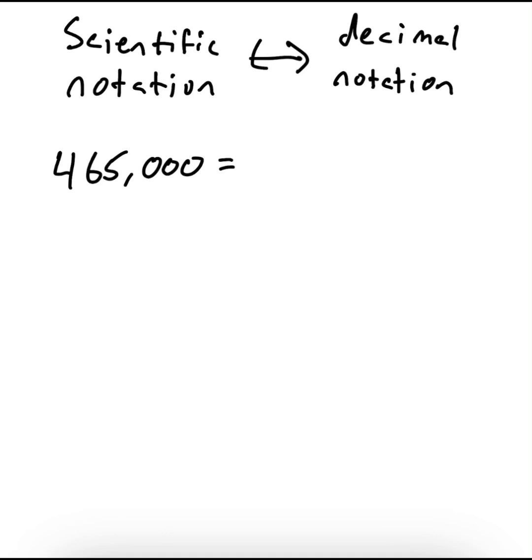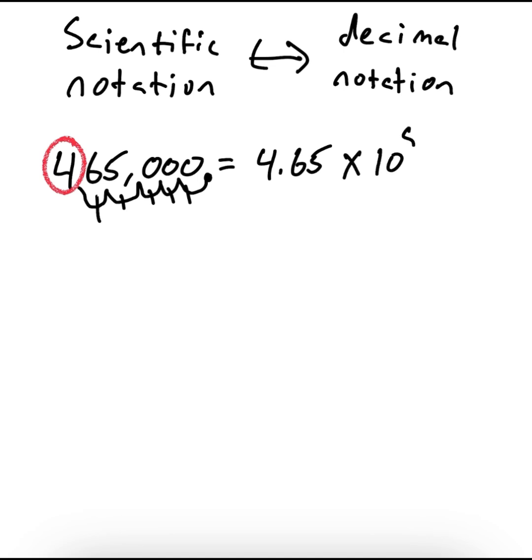First, we have 465,000, and we want to convert it to scientific notation. So the easy way to do this is find where the decimal point is now, draw little arcs till right after the first significant figure. And we'll write our significant figures, 4.65, and there's 1, 2, 3, 4, 5 arcs times 10 to the power of 5.